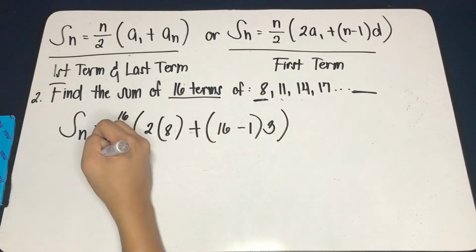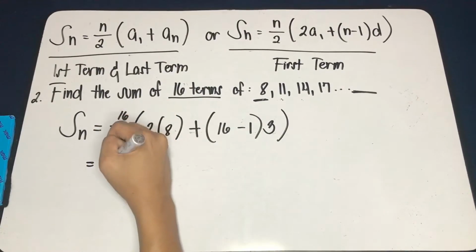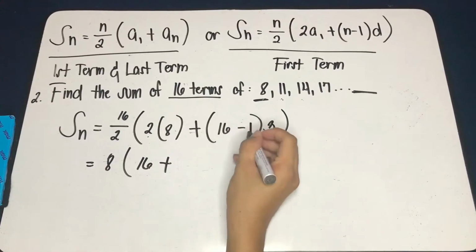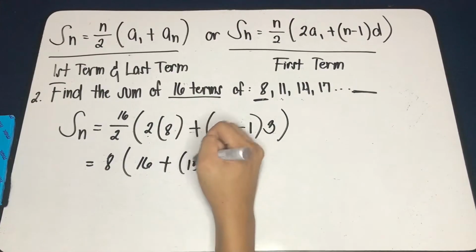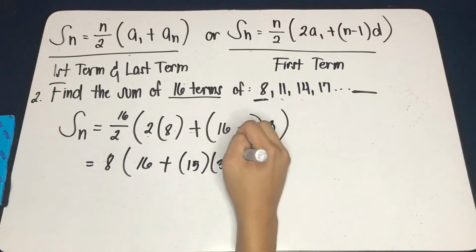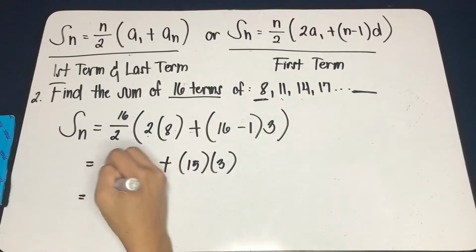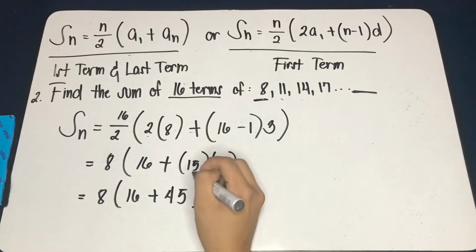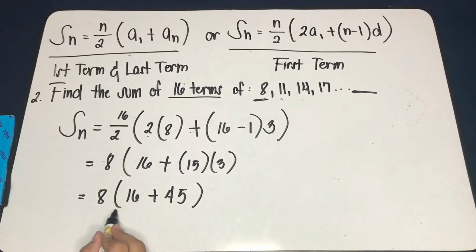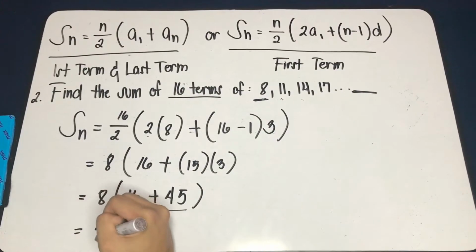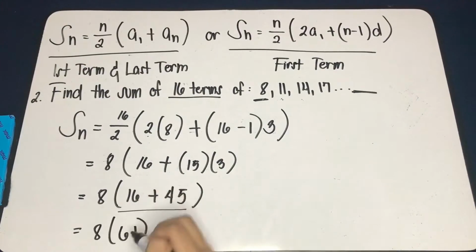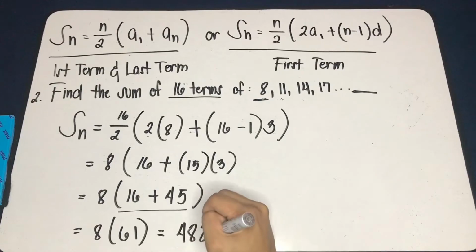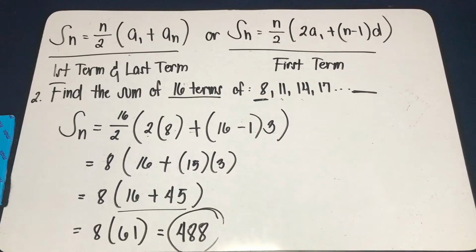So, we have to simplify the equation. 16 divided by 2, we have 8. Times 2 times 8, we have 16. Plus, 16 minus 1, we have 15. Multiplied by 3, which is the common difference. We have 8 times 16 plus 45. 15 times 3 is 45. So, i-add lang natin to. We have 8 times 61. So, 8 multiplied by 61, we have 488 as our final answer.